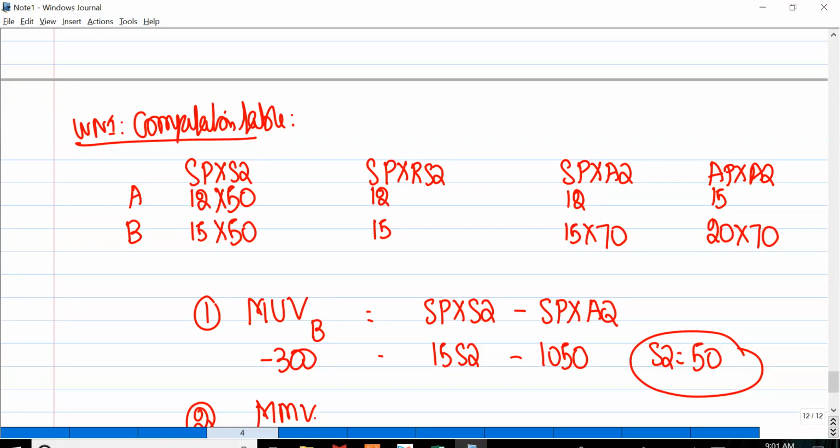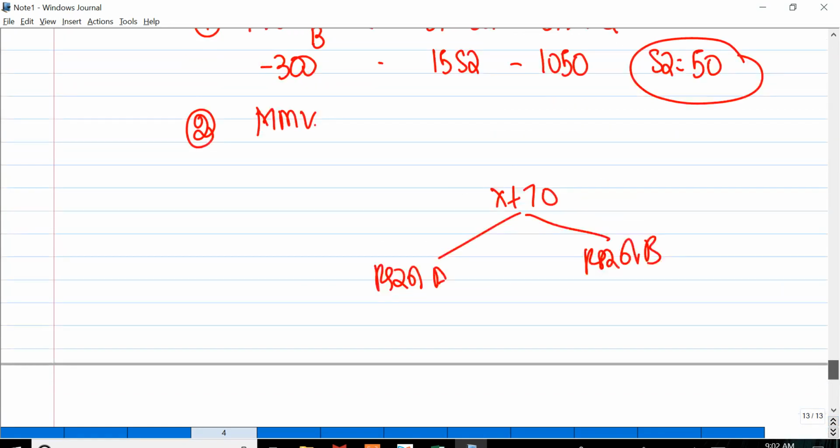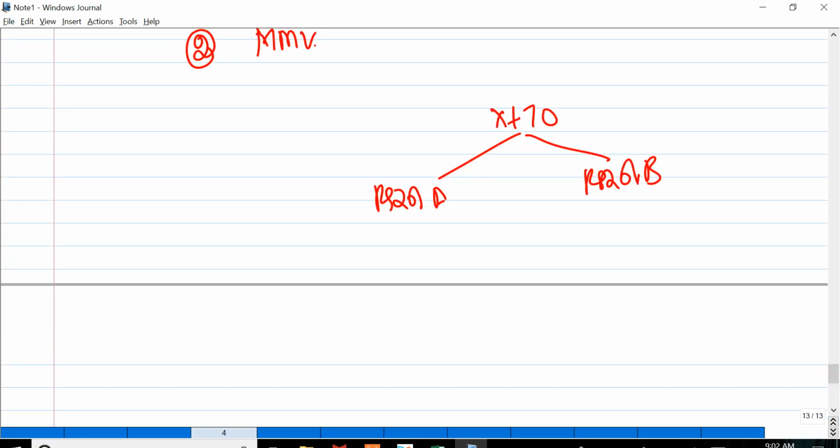Next. Total of AQ equal to X plus 70. Split that into 2. RSQ of A, RSQ of B, 50-50.